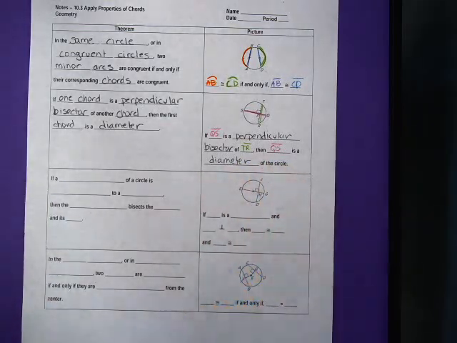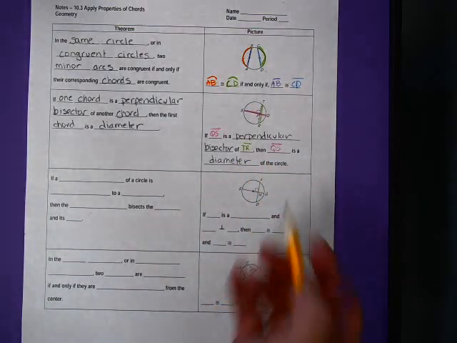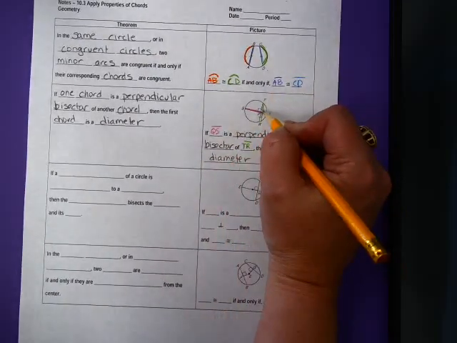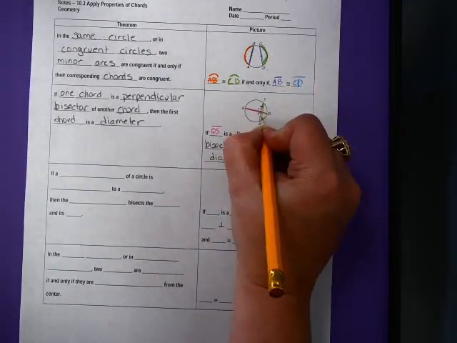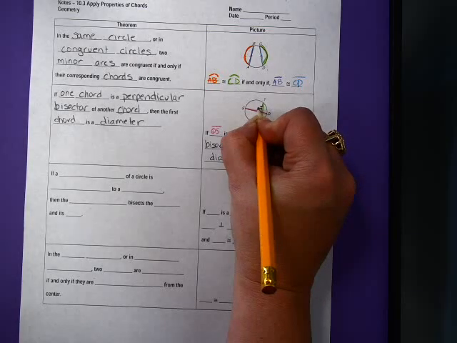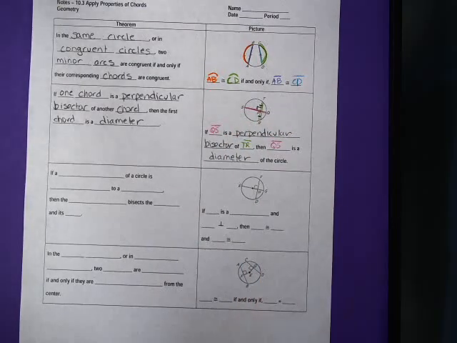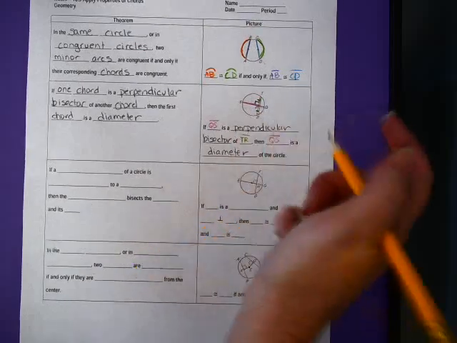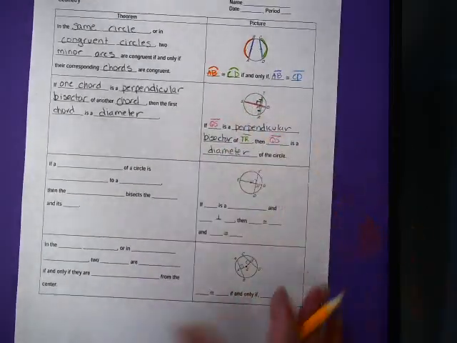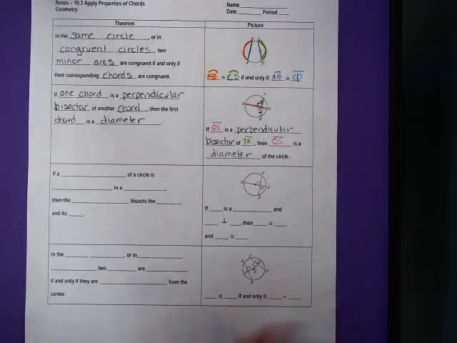Okay, so if this chord right here is not just going to cut this in half, we have to see this perpendicular mark here, which is a right angle mark. So if we see that, then we know that this must go through the center. It must be a diameter. All right, the next one.